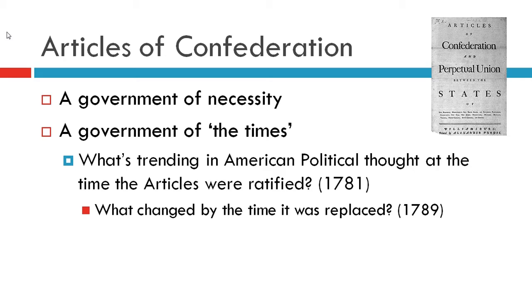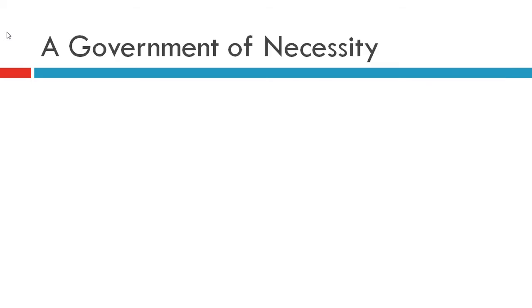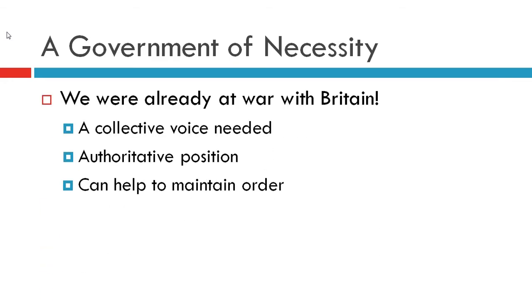We are stating to the world that we are justified in independence from Great Britain because of tyranny and the king's neglect and Parliament's neglect of colonial interest. This idea of taxation without representation is a very politicized statement. And so, of course, we fear large government, and the Articles reflect that. As I said, we need a collective voice. We need to be able to take an authoritative position, and we have to somehow be able to maintain order. And so having a national government can help with all of those.